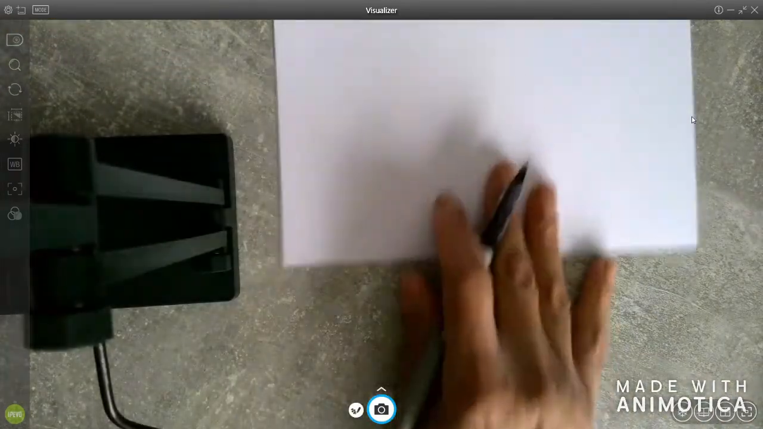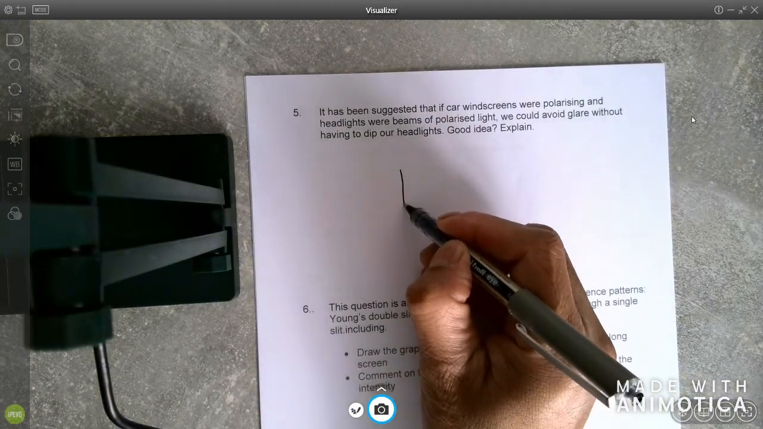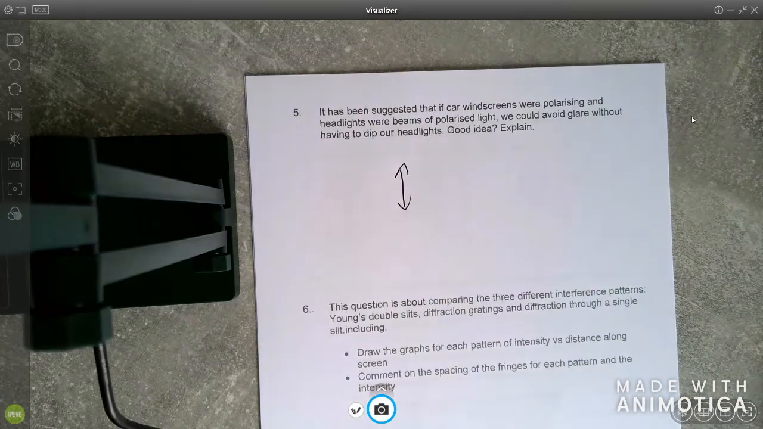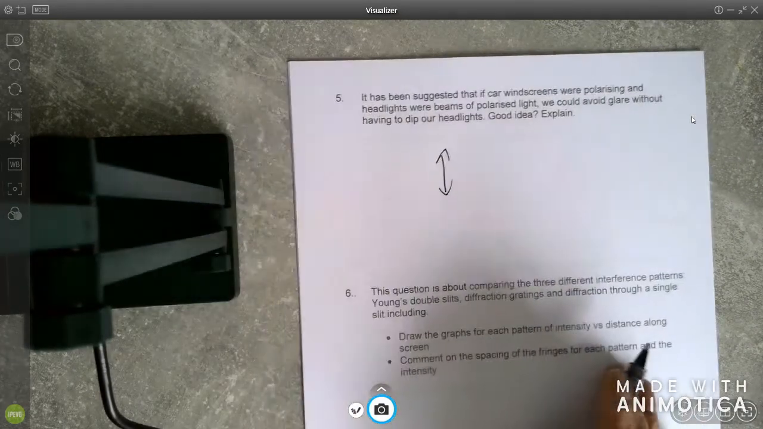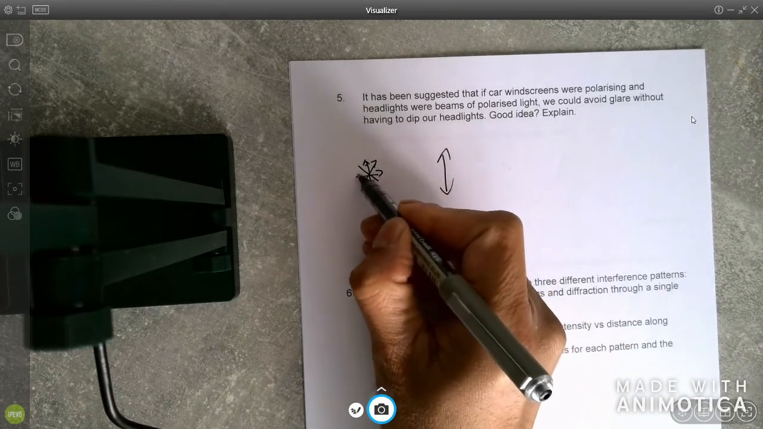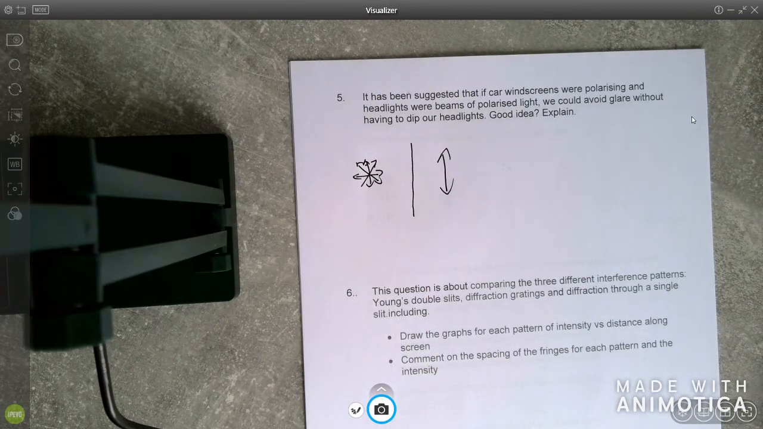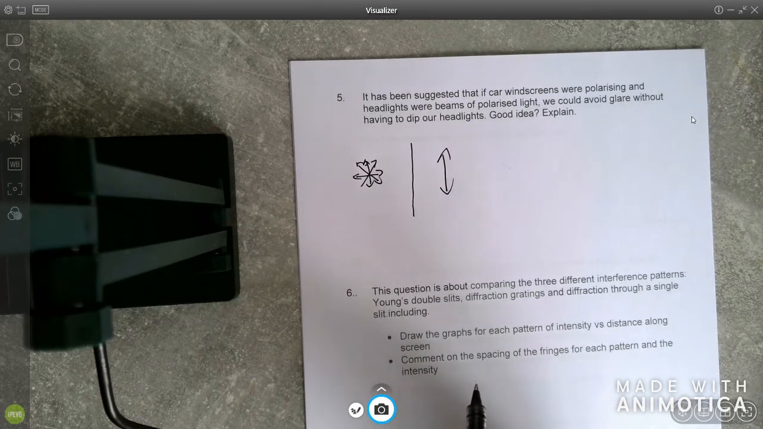And moving on to question 5. So it's been suggested that if car windscreens were polarizing and headlights were beams of polarized light, we could avoid glare without having to dip our headlights. So if you had a windscreen that polarized light, so imagine that this is the light and light vibrates in all planes. When it passed through the windscreen, it would only vibrate in the vertical plane.